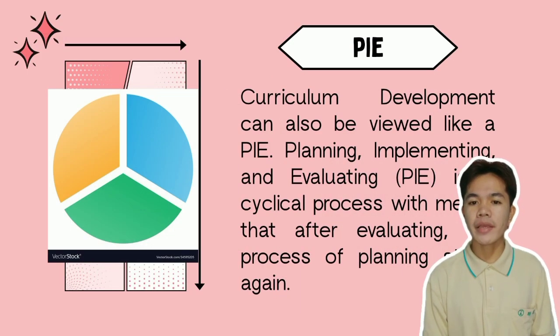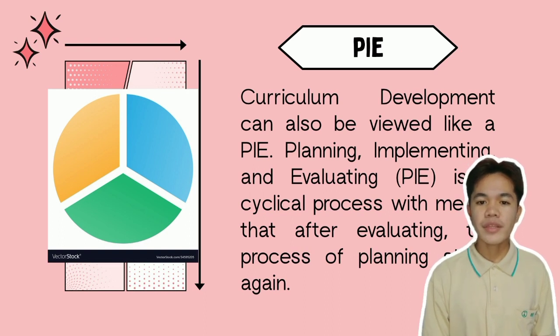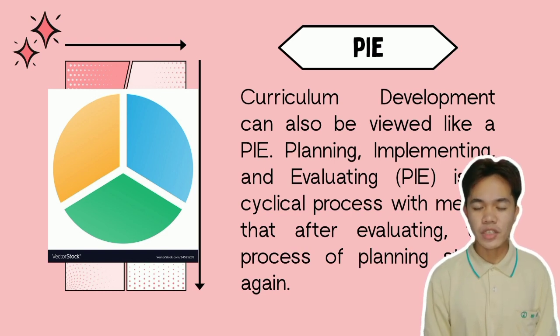What do we mean by pie? P stands for planning, I for implementing, and E for evaluating. It is a cyclical process, which means that after evaluating, the process of planning starts again. So, paikot-ikot lang siya. For us to understand the evaluation cycle more, let's hear it from Althea Timbresa.